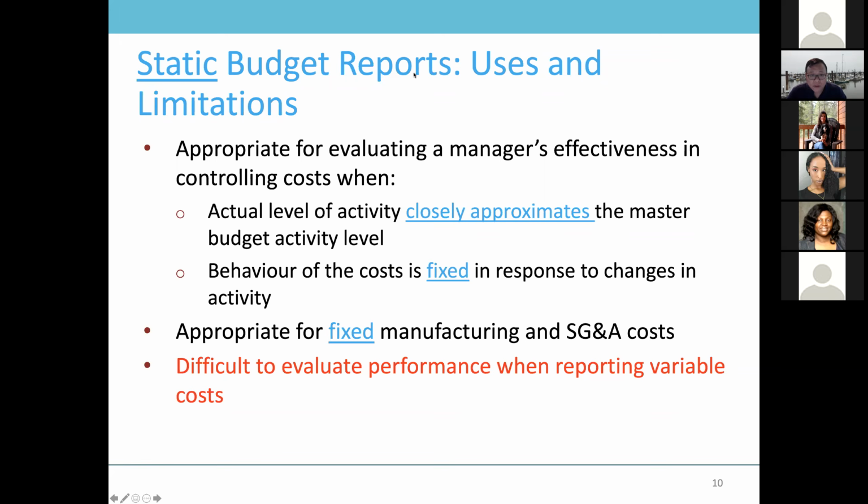Okay, so basically the static budget report, because it's really one single level of activity, right? So it handles fixed cost better, right? So when you are reporting variable cost, then this one will be tough, right? Because it does not deal with different levels of activities.